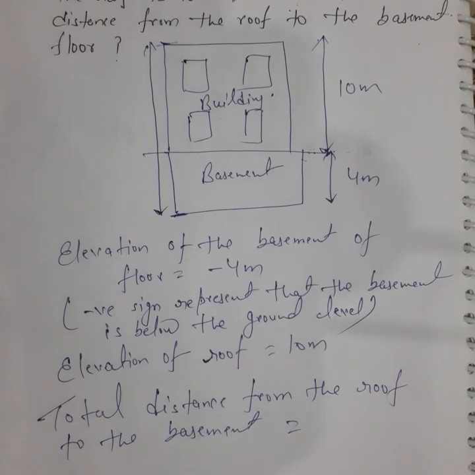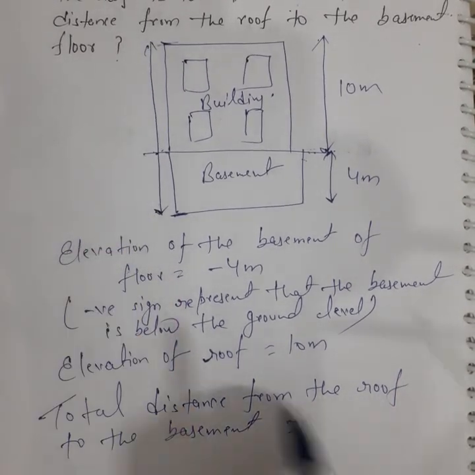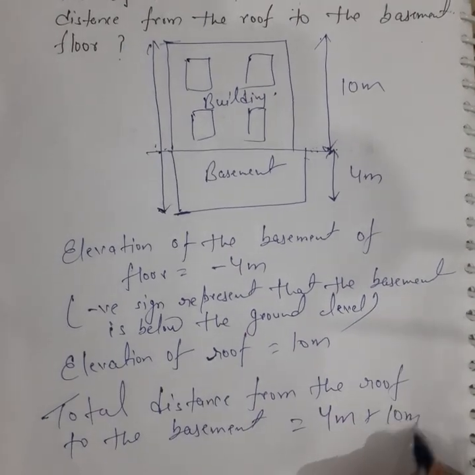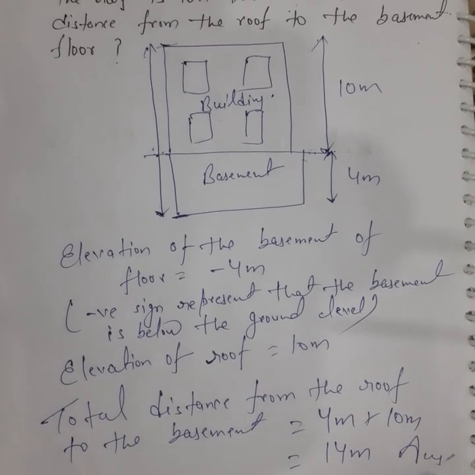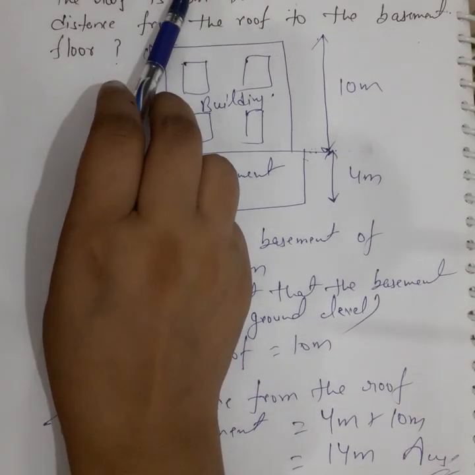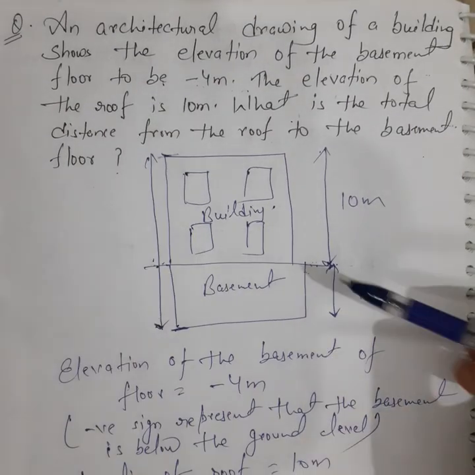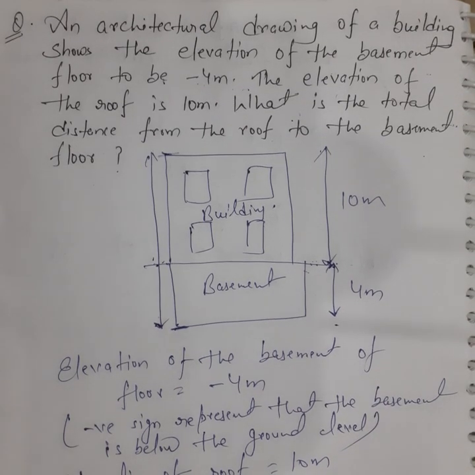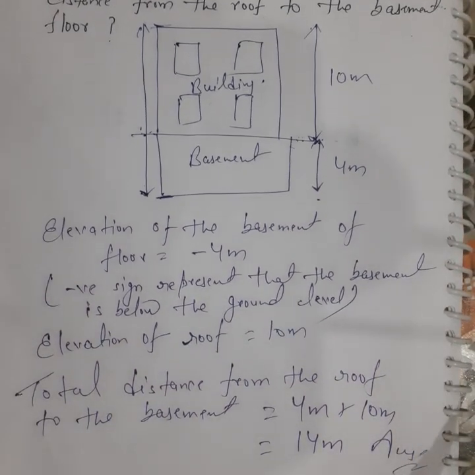So the total distance becomes this plus this. This height is 4 meter and this height is 10 meter. So the total distance becomes 14 meter. Here minus only shows that the basement is below the ground level. Okay. In this way we solve the different types of problems based on integers.